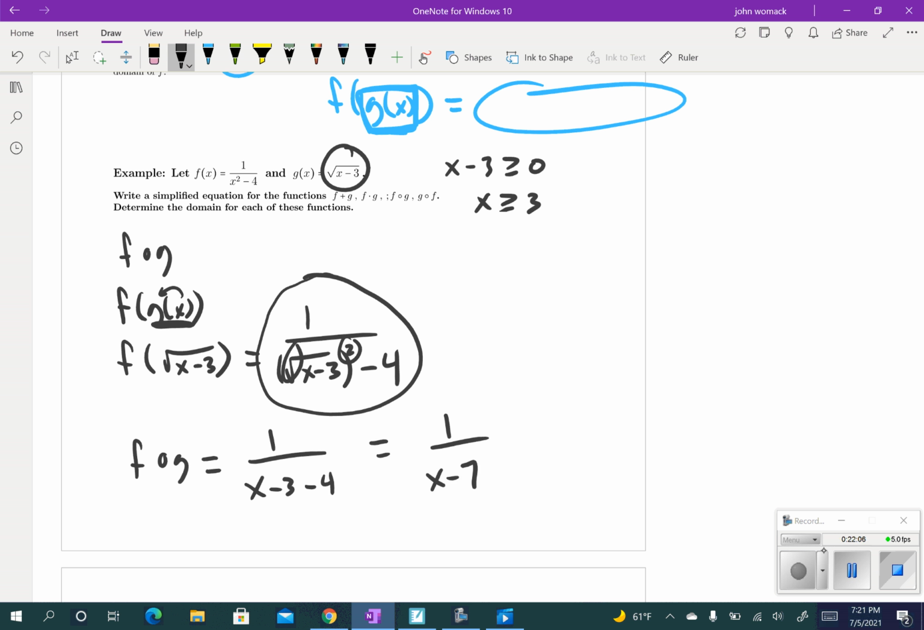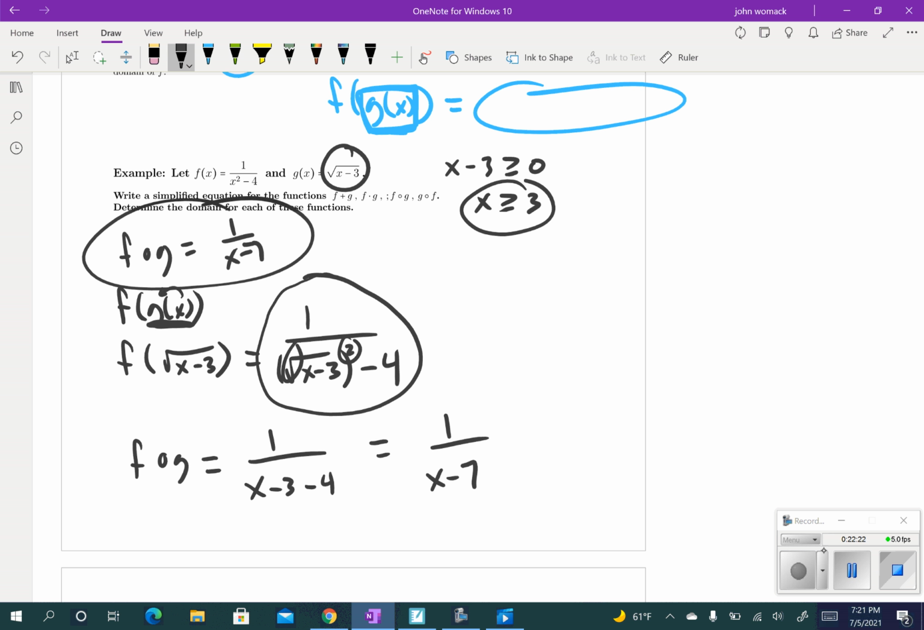Okay, so that's what f of g comes out to be, 1 over x minus 7. I already checked. I know I have to plug it into g first, so I already know it has to be only numbers greater than 3. But now look at your final answer. Are there any restrictions over here?